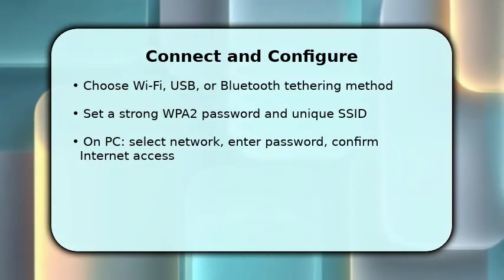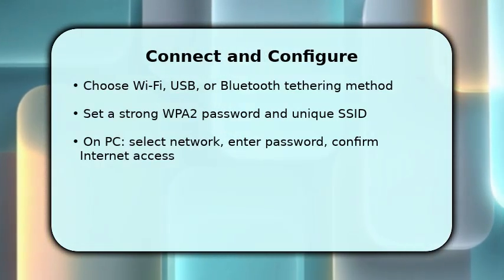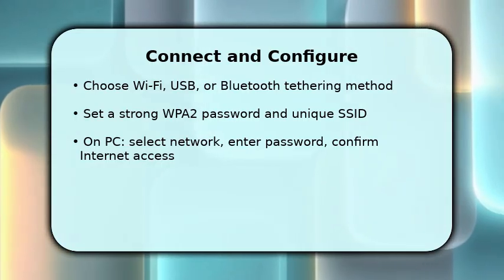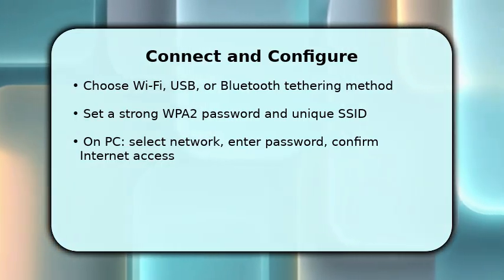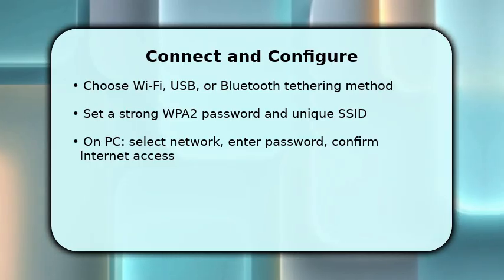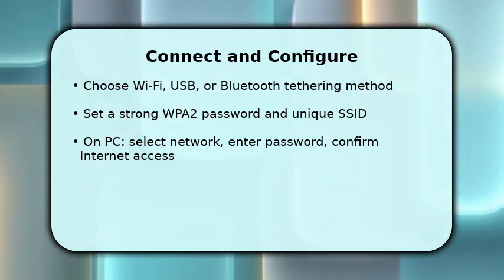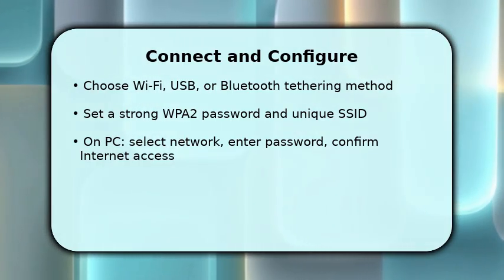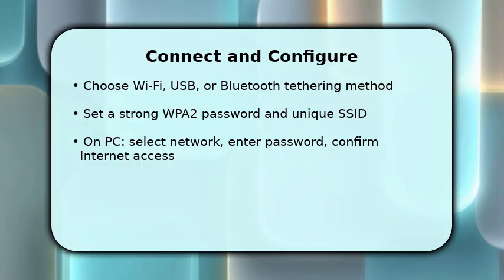Next, you decide the method. Wi-Fi is easiest, USB is fastest and charges simultaneously. Bluetooth saves power but is slower. You set a secure WPA2 password, and if available, a recognizable SSID so you don't join the wrong network.